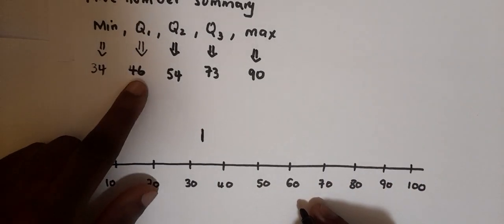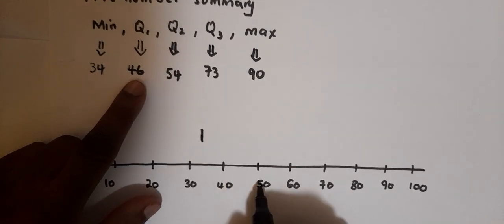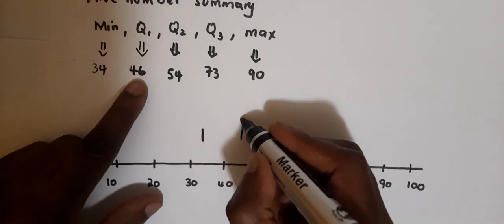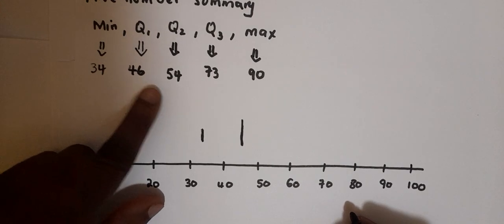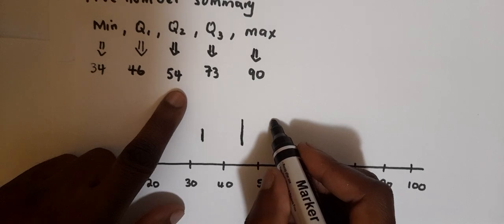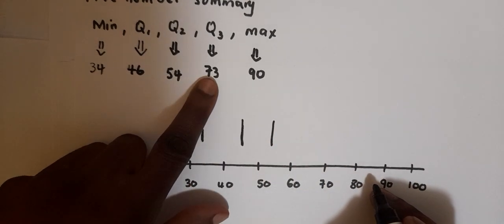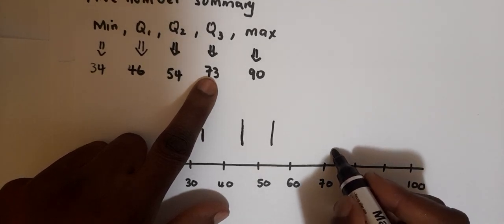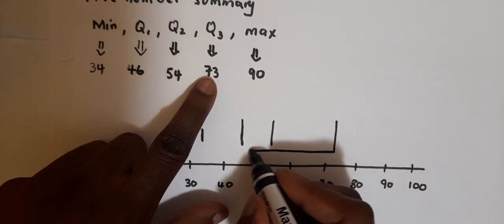And then my Q1 is at 46, so 46 is between 40 and 50, somewhere around here, grade 10s. Then this is where my box is going to begin. And then I have a 54 somewhere just here. Remember, you'd be doing this accurately with your ruler. And then I have a 73 just after 70, not too far. So these 3 lines are the ones that are going to form my box, grade 10s.